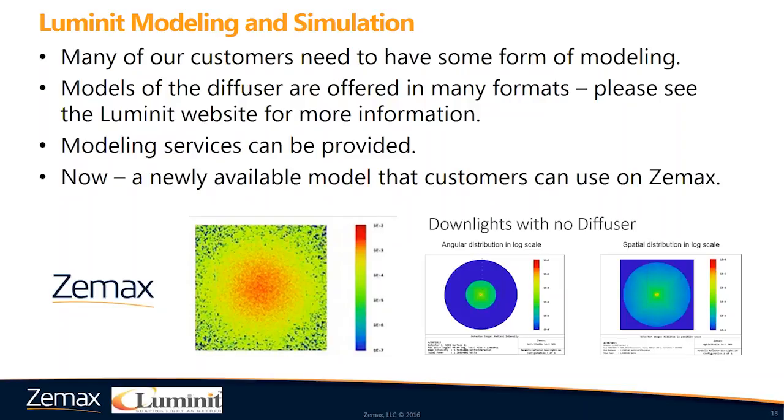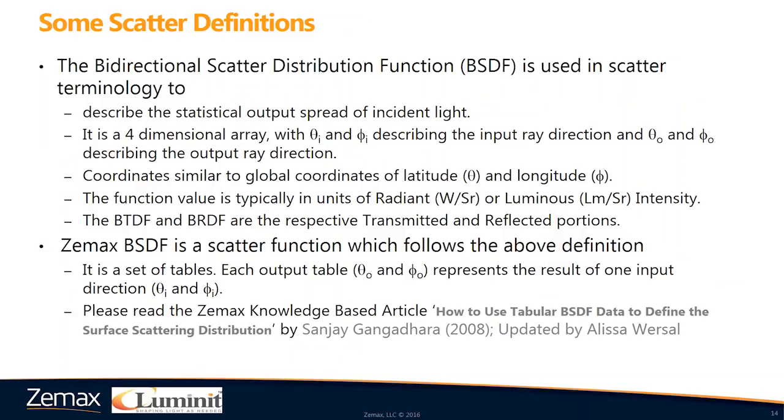Okay, so here's a couple of definitions, but I'm not going to read the whole thing. Basically, what I'm saying is that industry has a term, BSDF, which stands for bidirectional scatter distribution function, and it's a very general term used. However, distinct from that, Zemax also has a BSDF, which is a very particular scatter function. So most of the time I'll be talking about the Zemax BSDF.